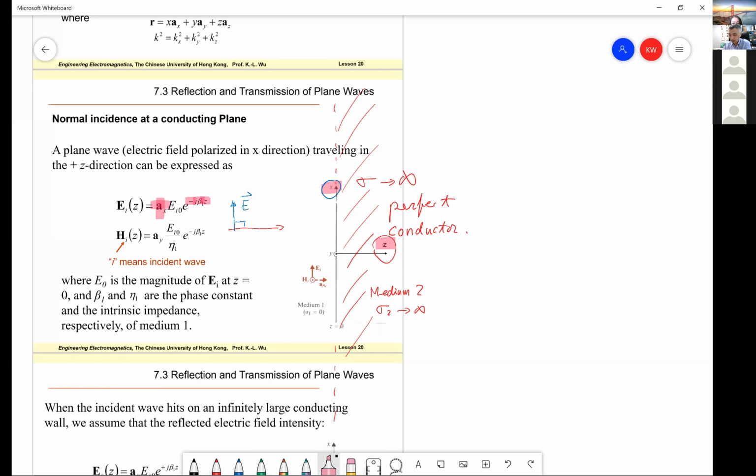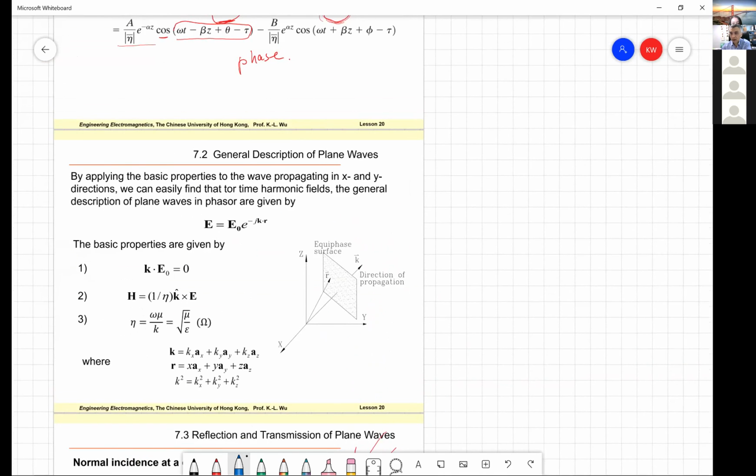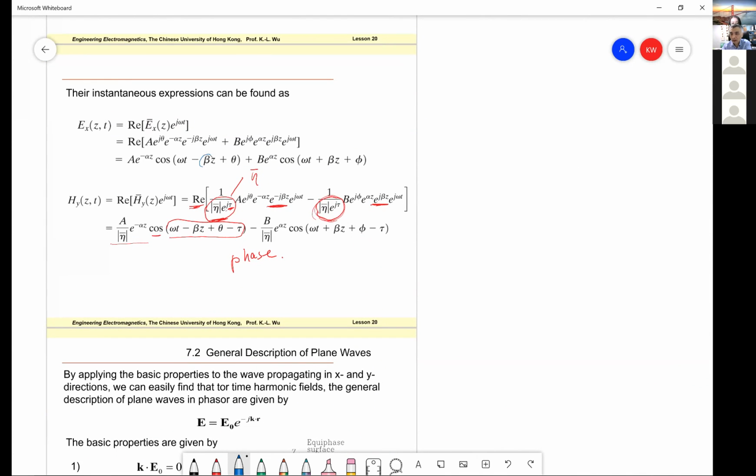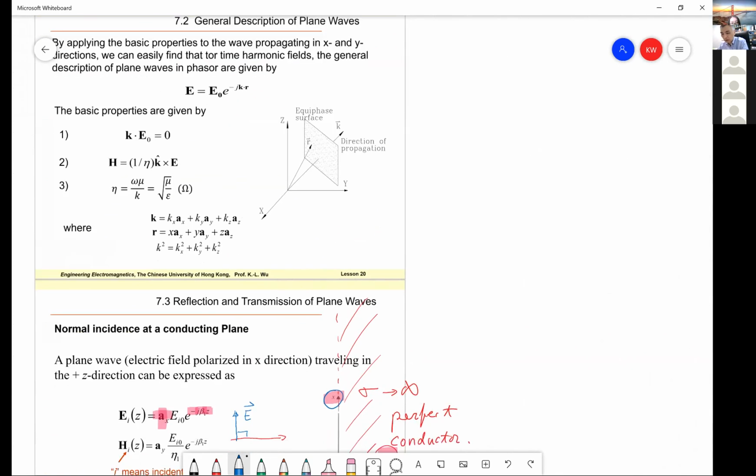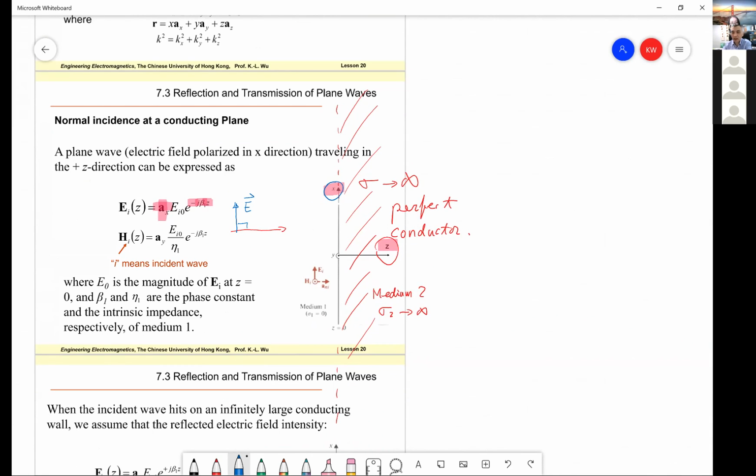Beta is the propagation constant, right? Because we're talking about beta, the propagation constant, and the minus means propagating in that direction. Let me repeat, why is it minus z? Because don't forget, if I have a minus j beta z, we also have a time convention, so I can write it like j omega t minus beta z, right?